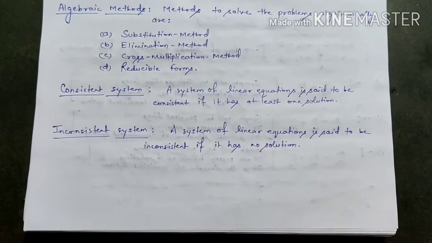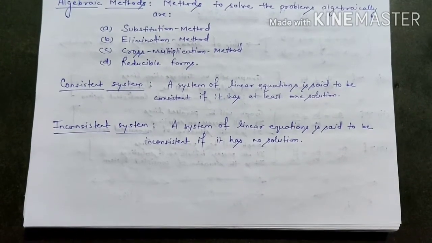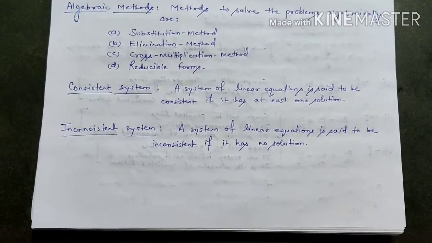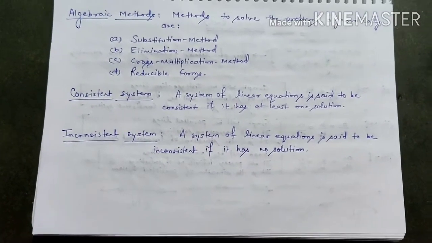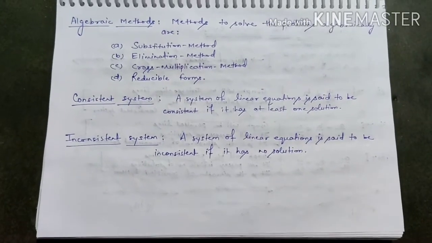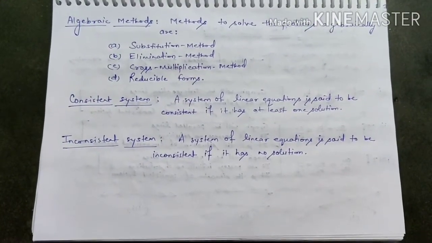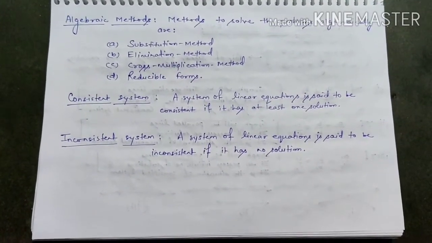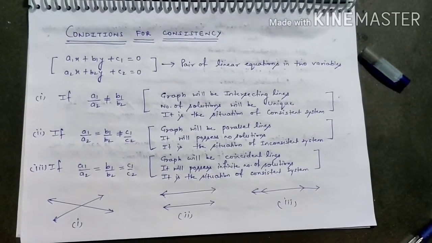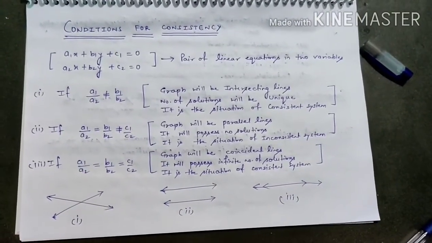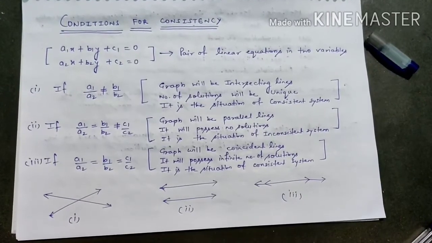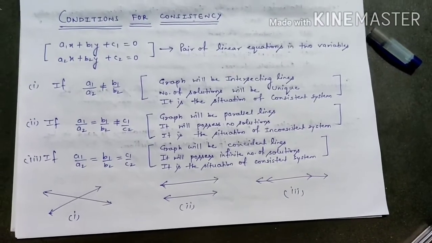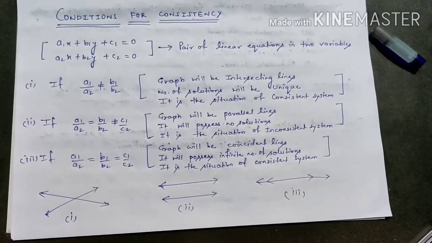Now a pair of linear equations in two variables consists of a system, two systems basically. The first one is the consistent system and the second one is the inconsistent system. A system of linear equations is said to be consistent if it has at least one solution, and if it has no solution it is called inconsistent. Now we have some conditions for consistency. If we have two equations a1x plus b1y plus c1 equal to 0 as well as a2x plus b2y plus c2 equal to 0, these are the simultaneous pair of linear equations in two variables.